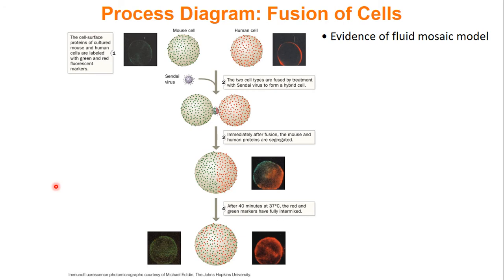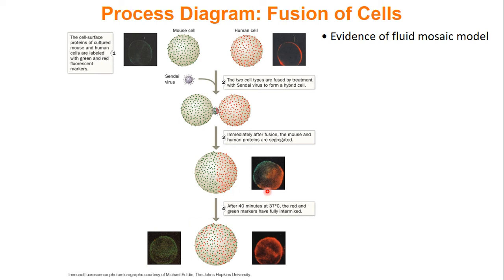Now, the reason we know that the fluid mosaic model of this random and moving lipid sea is real is through experiments such as this. So you have a mouse cell and you have a human cell. The mouse cell is covered in lipids that are fluorescing green, the human cell fluorescing red. You fuse the two cells together, and immediately after fusion, half the cell is green, half the cell is red, as seen here in this photo.